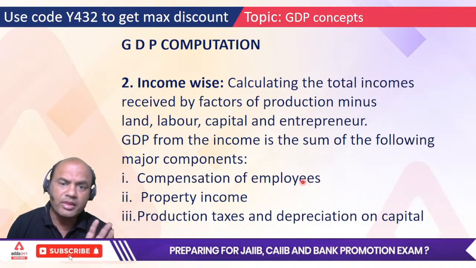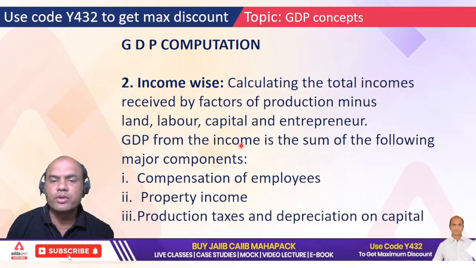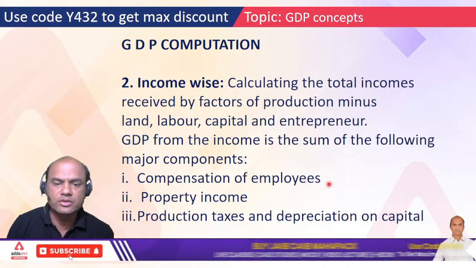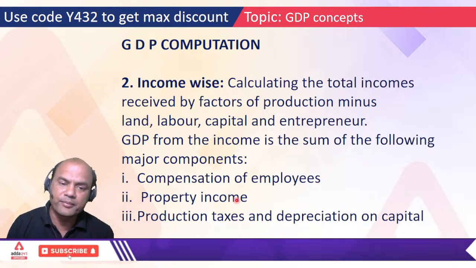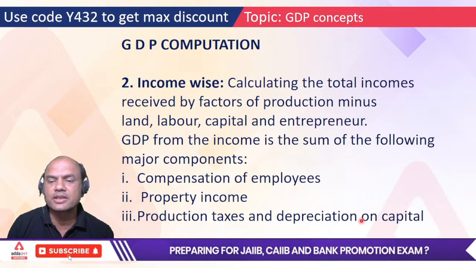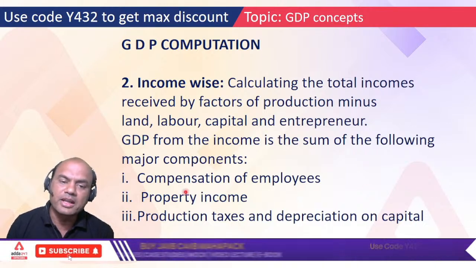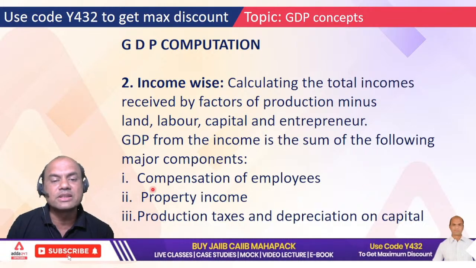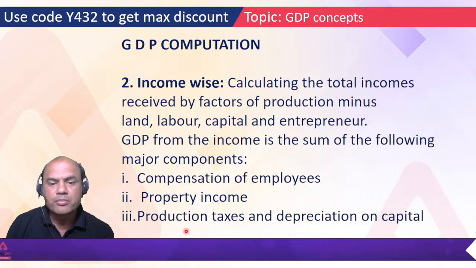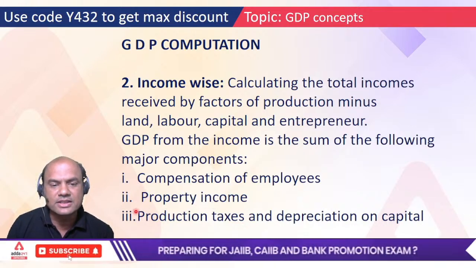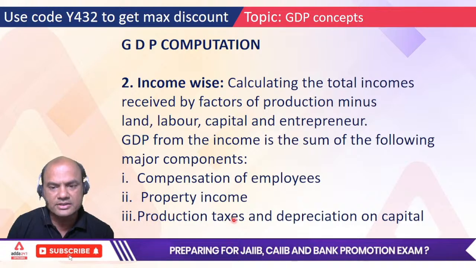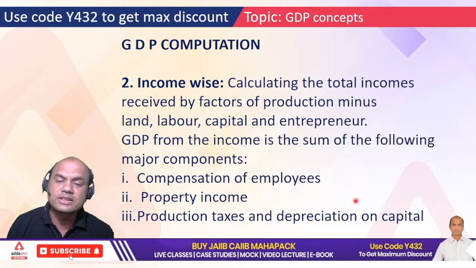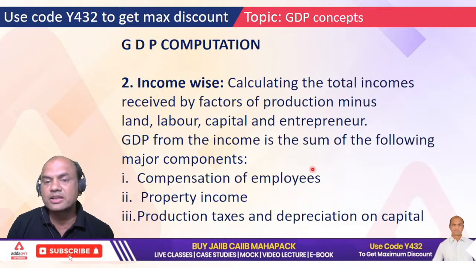So GDP from income is the sum of the following: compensation to employees, property income, production taxes and depreciation on capital. Now property income means what? Whatever I have invested in the property. Production taxes means all the taxes, it includes direct and indirect taxes. And depreciation on capital, so this depreciation is added. See here, sum of the following.